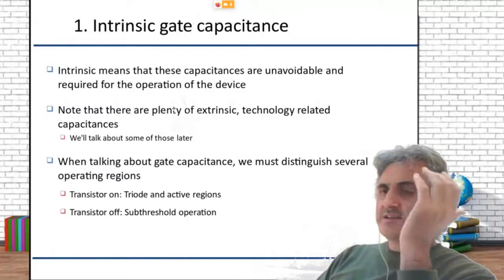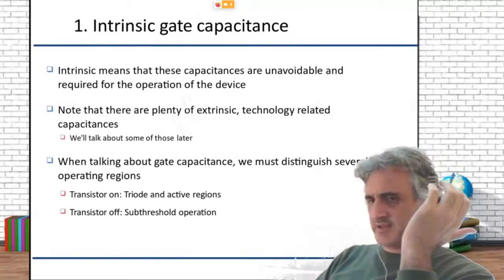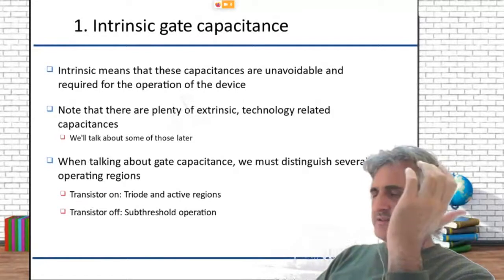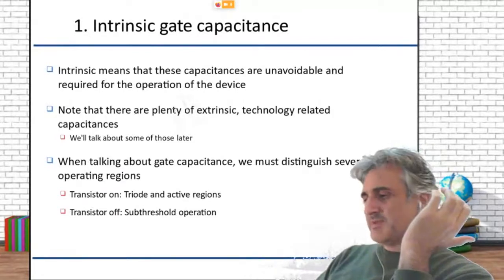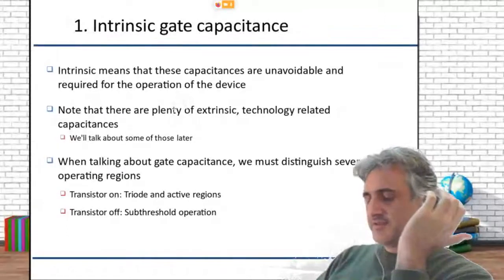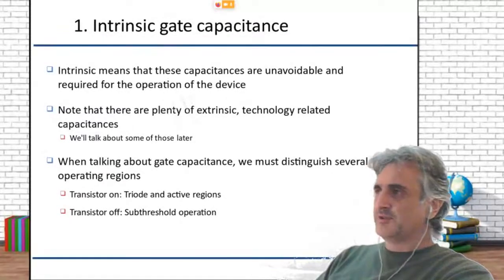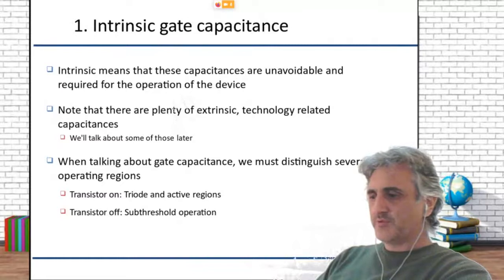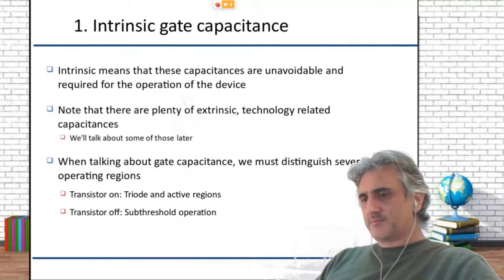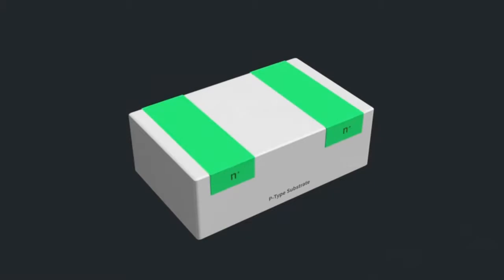So first of all, intrinsic gate capacitance. What does it mean, intrinsic? Intrinsic means that these capacitances are there, independently of what we do. They are always there, because they are built into the system. They are for the operation of the device. Do you remember how the MOS was working? Yeah. No? So let me show you.